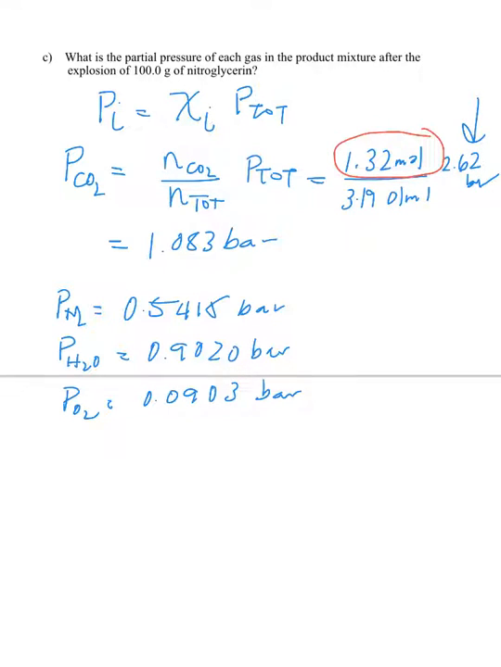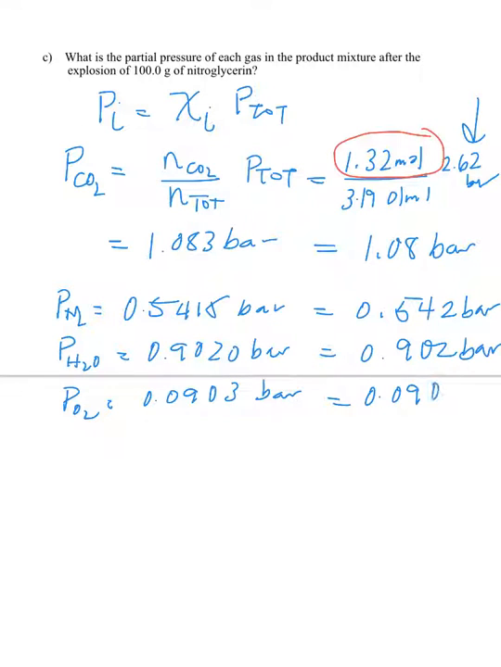Now these should all be listed according to 3 significant figures because I'm limited by the number of significant figures in my total pressure. So this should be 1.08 bar for CO2, 0.542 bar for nitrogen, 0.902 bar for water, and 0.0903 bar for oxygen. And if you add those all up, you should come up with the same total pressure, 2.62 bar, the total pressure for the whole mixture, because these are the 4 things that are there.